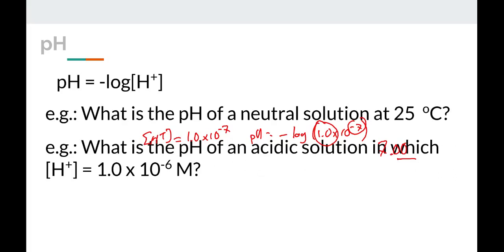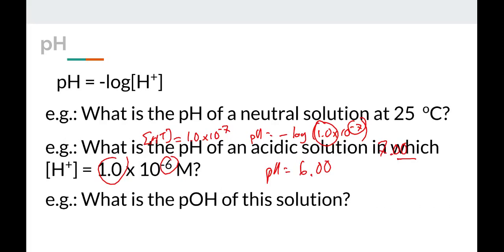Next question is, what's the pH of an acidic solution in which H plus is 10 to the minus 6th? So because the mantissa is 1, it's easy to do this. It's just that the pH is just going to be 6. Take that power, change it to a positive sign. And because I have 2 significant figures in my mantissa, I'm going to put 2 decimal places in my number for pH. What's the pOH of this solution?